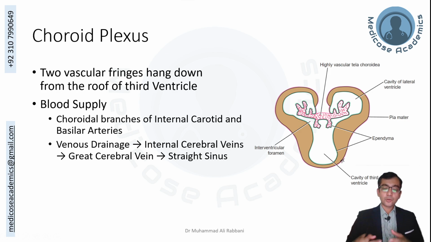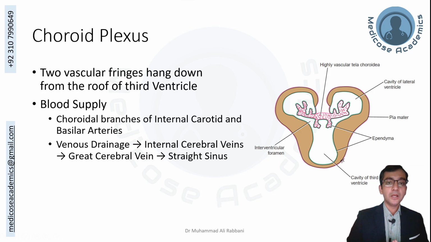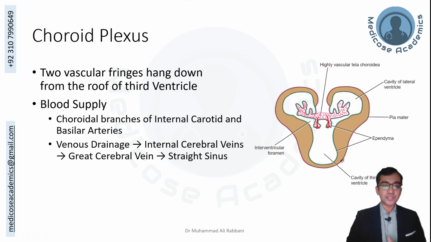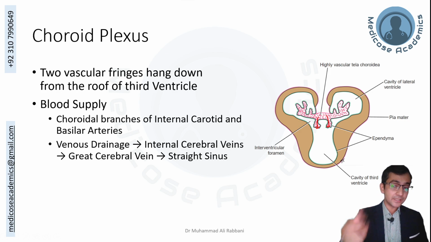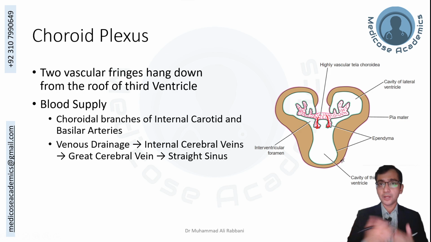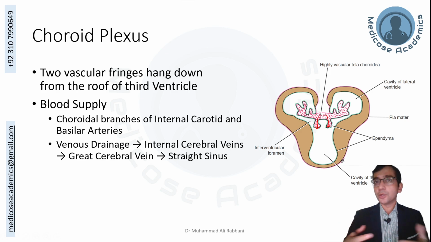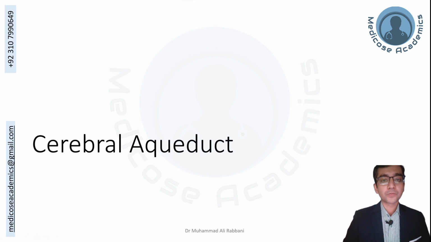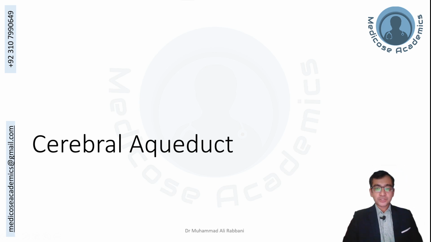Choroid plexus is made up of the tela choroidea, a vascularized layer of pia mater covered by ependyma, and these are present in the roof of the third ventricle. From the third ventricle roof, the two fringes hang down, and they are majorly supplied by branches of the internal carotid artery. They are drained by the internal cerebral veins that run in this tela choroidea on top of the third ventricle. At the back, the two internal cerebral veins join to form the great cerebral vein of Galen. So that brings us to the end of the third ventricle.